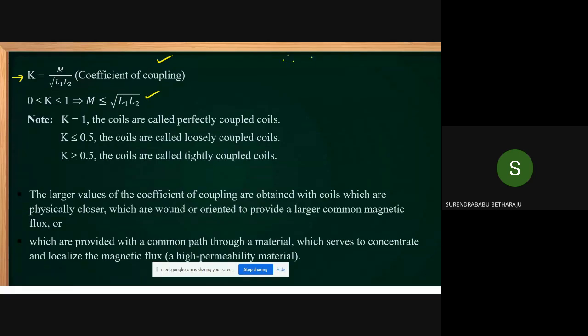But point to remember, students, ideally, what is the value of K? Equal to 1. But practically, the coefficient of coupling is always less than 1. Practically, always K is less than 1, but ideally K equal to 1. For K equal to 1, the coils are called perfectly coupled coils. Yes, friends. K less than or equal to 0.5, the coils are called loosely coupled coils. K greater than or equal to 0.5, the coils are called tightly coupled coils. That means how much coupling is there, that is decided by the coupling coefficient.